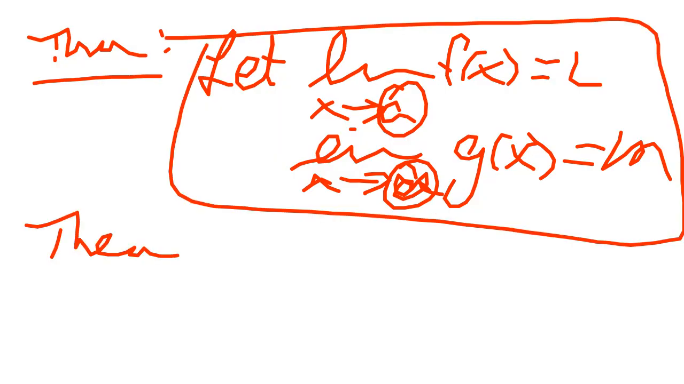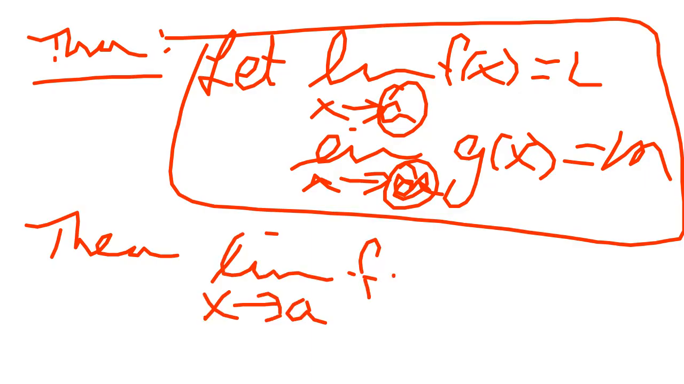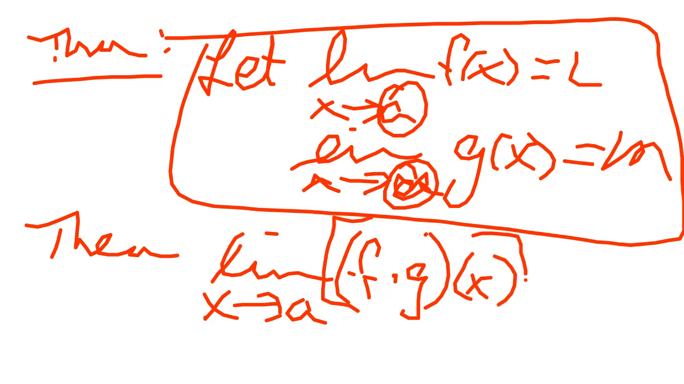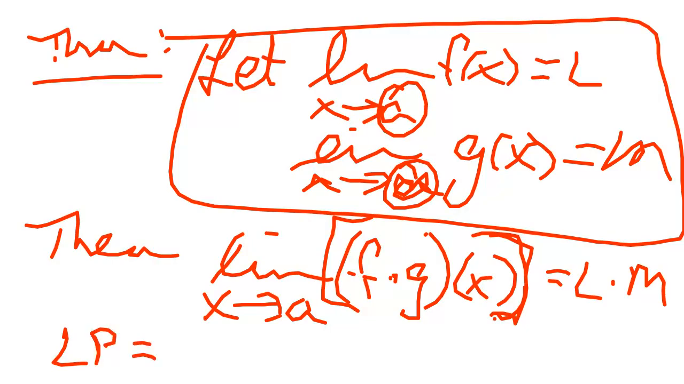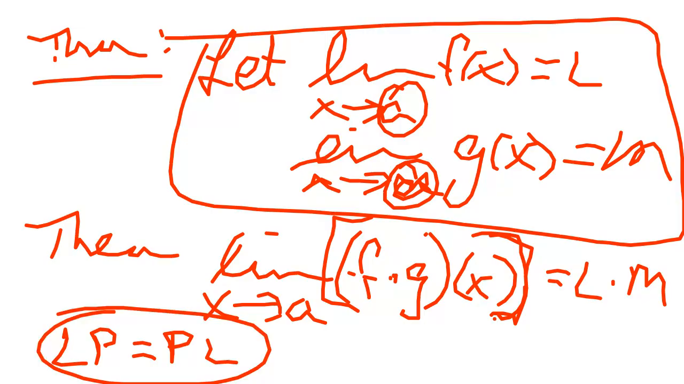Then the limit as x approaches a of f times g evaluated at x, so the limit of the product, what do you think that's going to be? L times M. So the limit of the product is the product of the limits. This is how I write it: limit of the product equals the product of the limits. Let's say I say product, how else can you say multiplication besides multiplication?